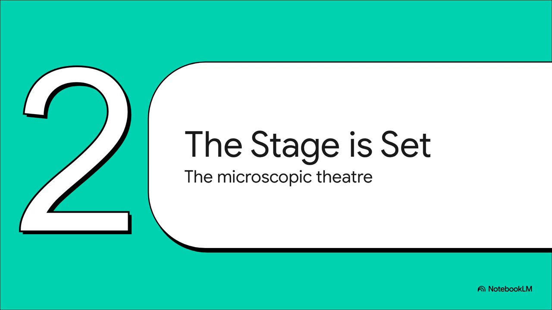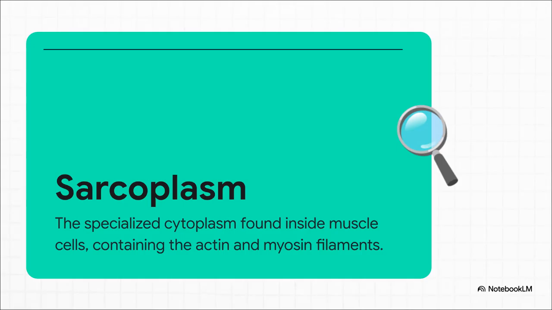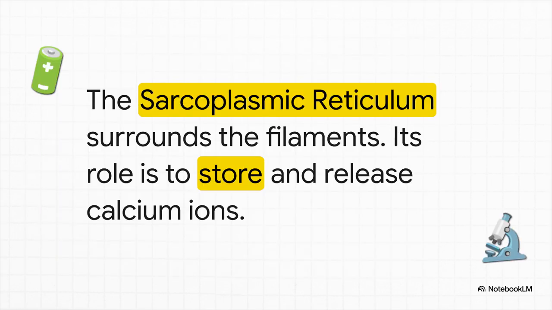Okay, so we've met the players. Now let's take a look at the stage where all of this incredible action takes place, the inside of a muscle cell. This microscopic theater is called the sarcoplasm. Yeah, it's a bit of a technical name, but it's really just the special term for the cytoplasm inside a muscle cell, and it's where our actin and myosin filaments hang out. Now, surrounding all these filaments is a really critical piece of infrastructure, the sarcoplasmic reticulum. Think of it as a calcium warehouse. Its main job is to store massive amounts of calcium ions, keeping them all locked away until it gets the signal to let them loose.